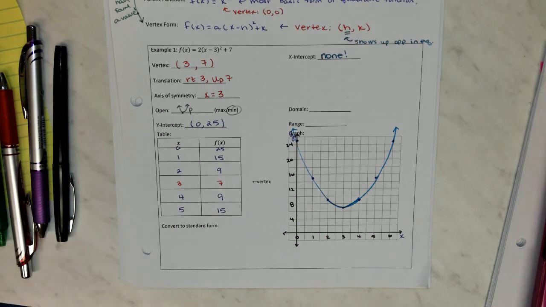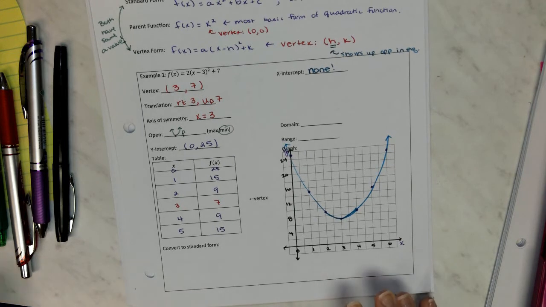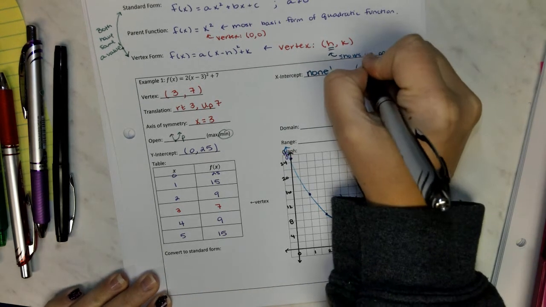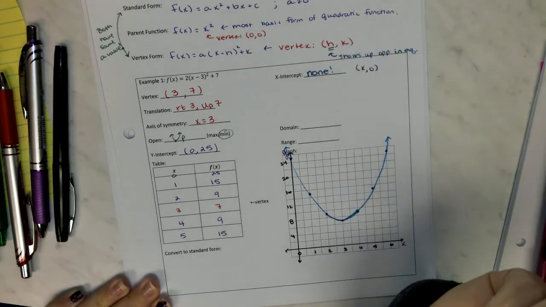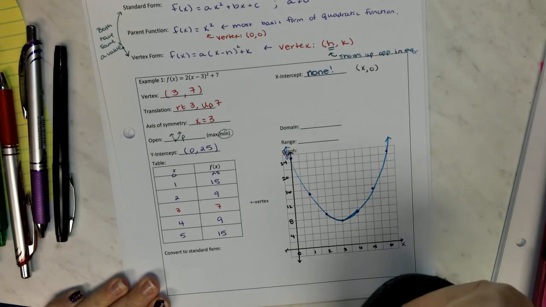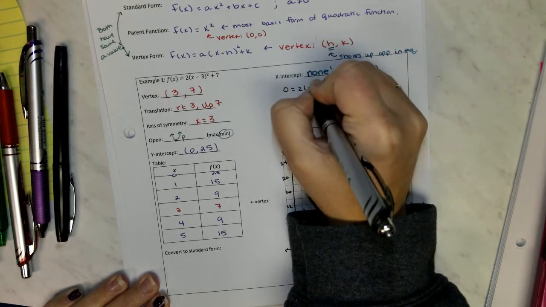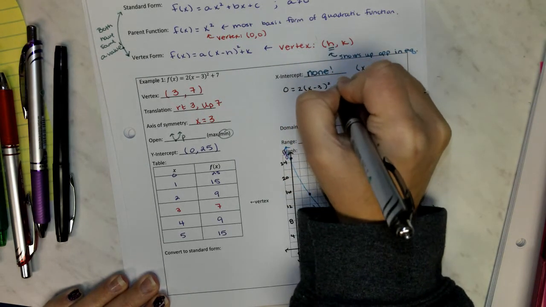I'm going to show you how you can use algebra to solve and find your x-intercepts, if you do not have to graph this. If we were given this problem and I didn't have to graph it, I know that x-intercepts are x comma 0, so I would plug in 0 for y. So I would have 0 equals 2 times (x minus 3) squared plus 7.